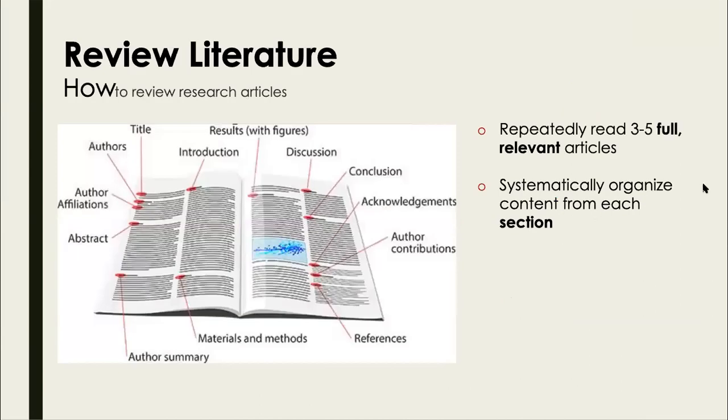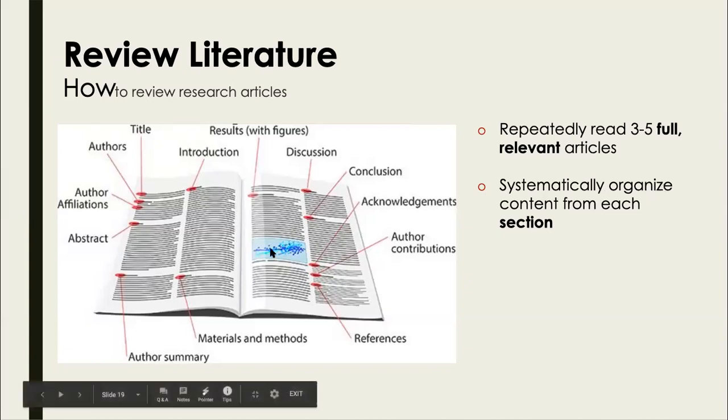Okay. So now we're going to go over how to review research articles. So now we know how to find them. We're going to look up how to read through them. Really confusing if you don't know how to read them. So what I would suggest is you're going to go and read through 3 to 5 full articles relevant to your topic. And then you can organize content from each section to kind of organize your thoughts, really.